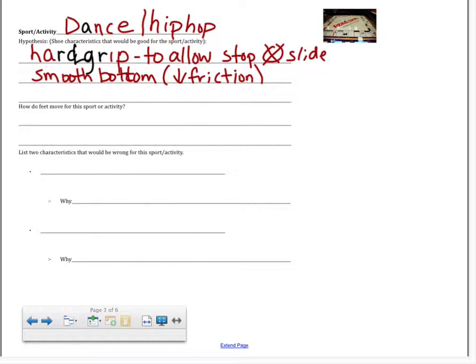What else? Seneca, you had your hand up. Okay, do we think we need anything else? Oh yeah, the ankle support, just like on a basketball shoe. Okay, so he says ankle support. Timberlands. I don't think you could dance in Timberlands, but okay. So you can do a little moonwalk. You could do a moonwalk.